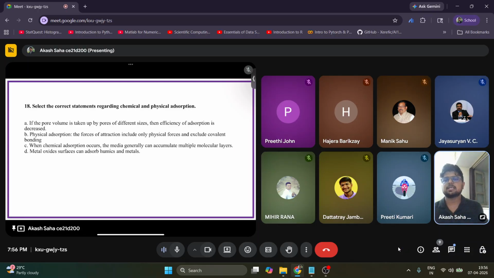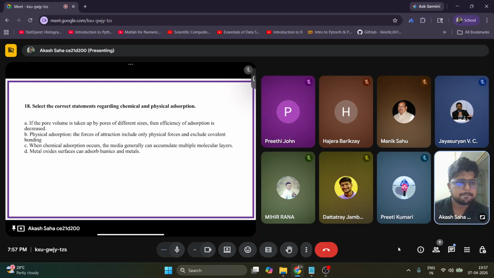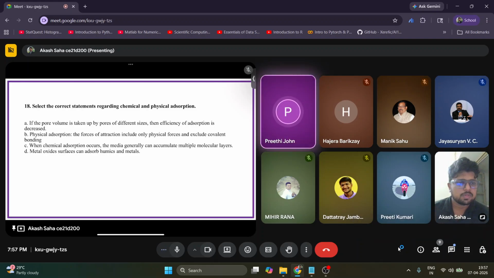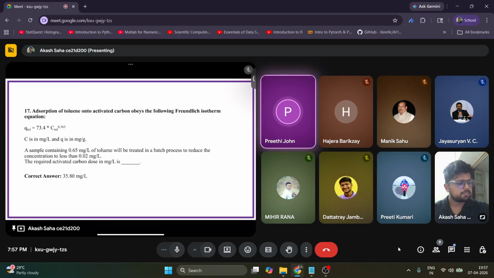Select the correct statements regarding chemical and physical adsorption. Yes, Preeti, you want to ask something? In the previous problem, will we come across a problem where equilibrium concentration is asked? Here the carbon dose is asked in this question, right? So if the carbon dose is given, is there a problem where equilibrium concentration will be asked? Yeah, it can be asked.